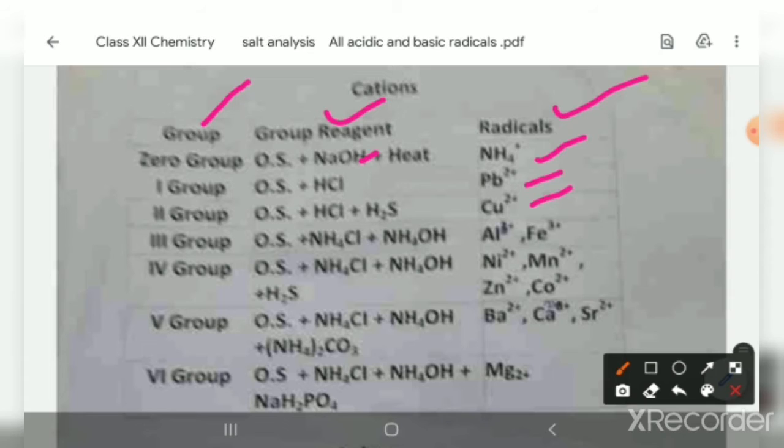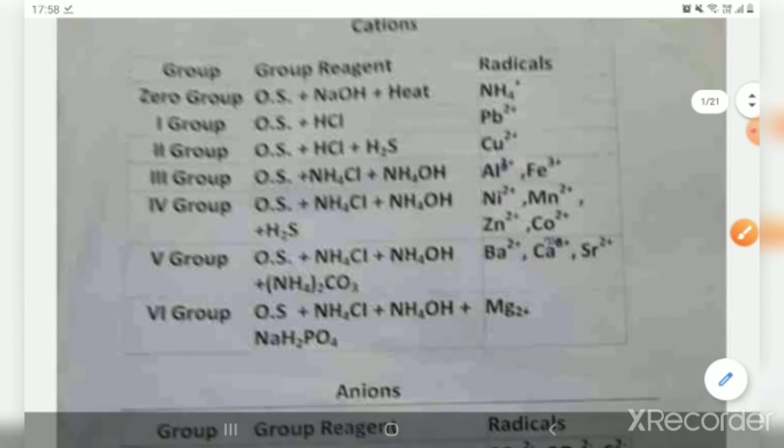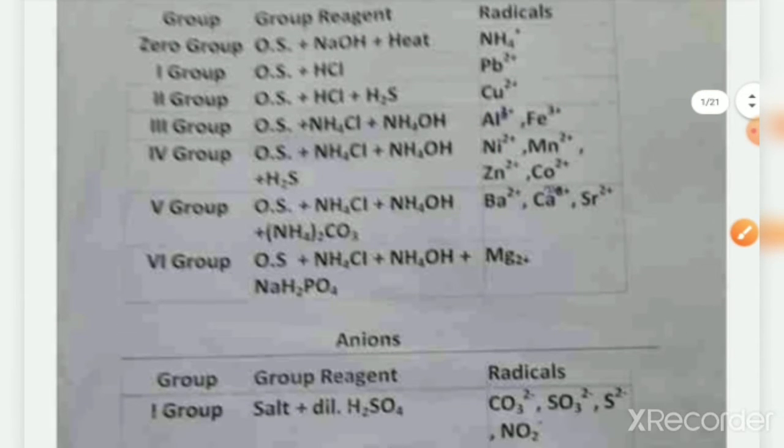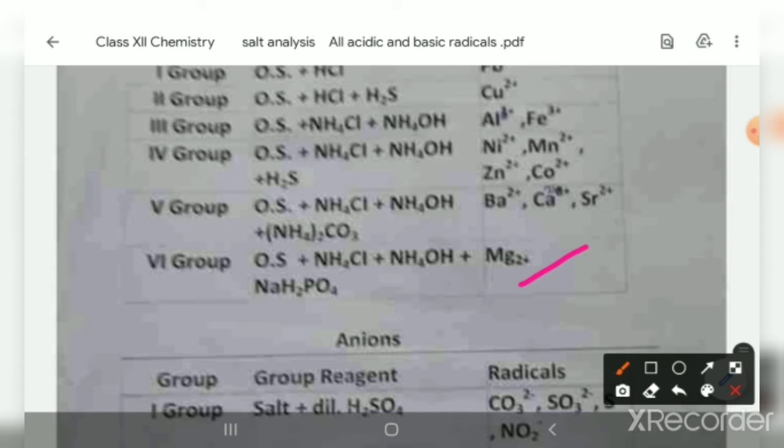In group third you have to identify the ferric ion and aluminum ion. In group fourth, nickel, manganese, zinc and cobalt. In group fifth, barium, calcium and strontium. And in the last group, that is sixth group, you have to identify the magnesium ion.